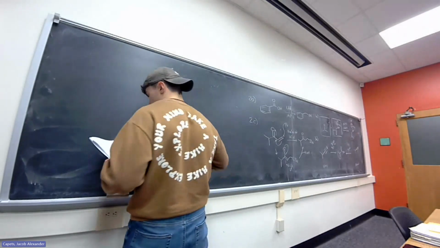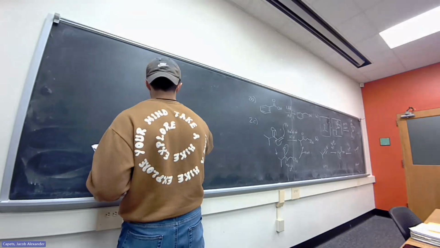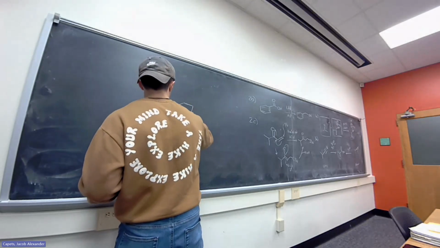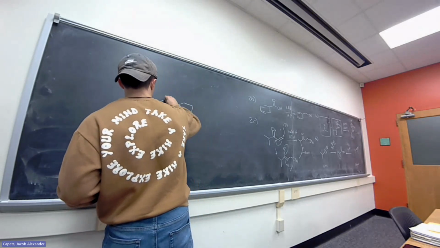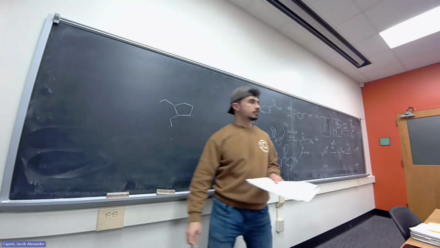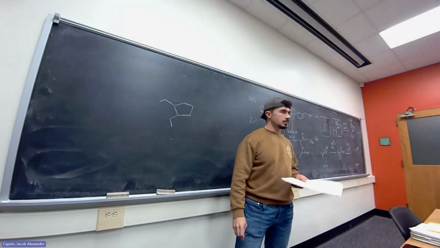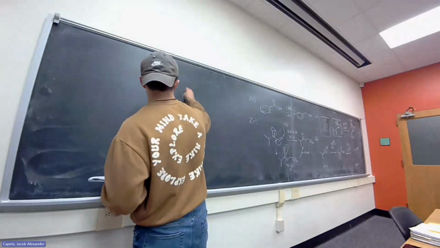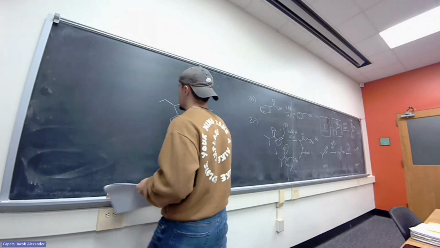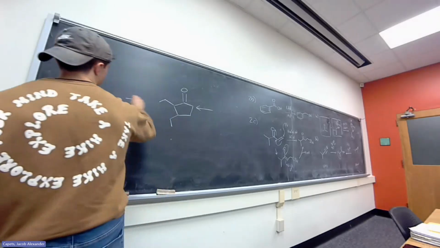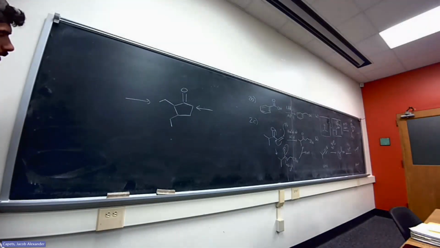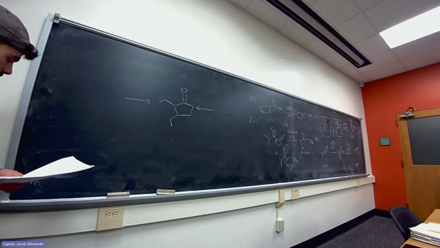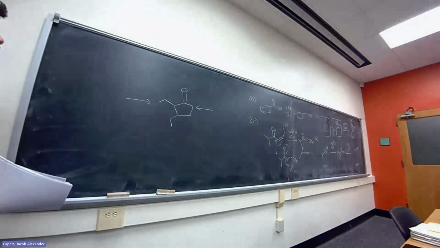Two different enones to make 2,3-diethyl cyclopentan-1-one. Is this not the right one? I might be using an old exam. No, we're just saying. Okay, two enones. We're going to be doing conjugate addition here. Does it specify anything else? Oh, cuprates. So we're going to be doing conjugate addition.